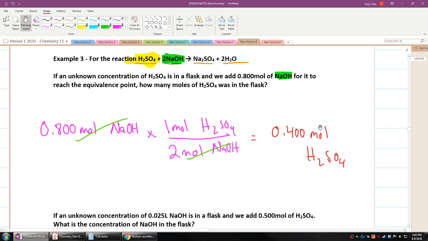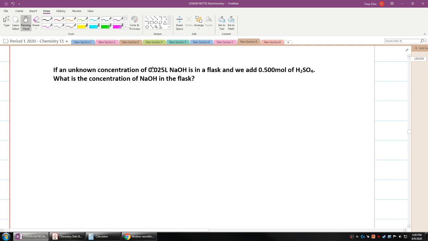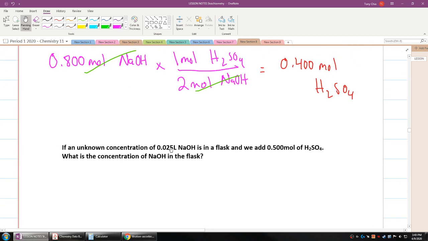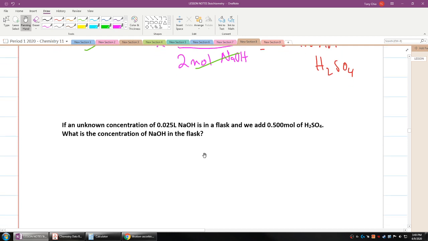So let's use this idea now of finding concentration. If an unknown concentration of this same reaction, so in this case 0.025 liters of NaOH is in a flask, and we add 0.500 moles of H2SO4, what is the concentration of NaOH in the flask? Well, this is our volume. We know that concentration is equal to moles over volume. We can find concentration if we have moles and if we have volume. We have our volume, it's 0.025 liters. We just don't have the moles.